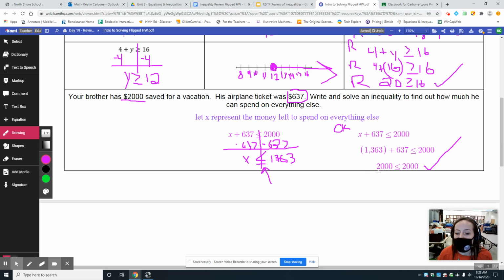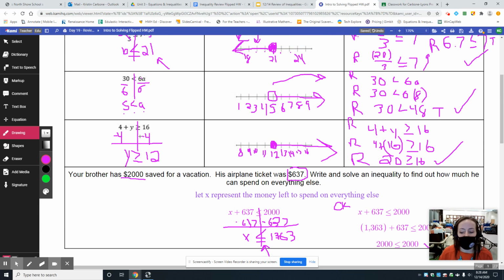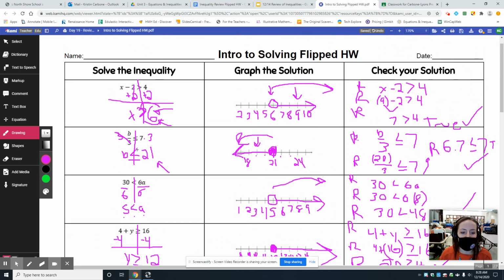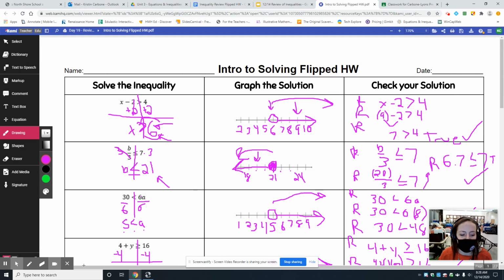Hope this helps. Again, we're going to work on this more in class, so don't you worry. In class, you're going to figure out what we do when we have more complicated equations, but also what happens if we multiply or divide by a negative, and what that does to the inequality. So I hope this made sense. If it doesn't, we will clarify in class, and have a good day, everybody.